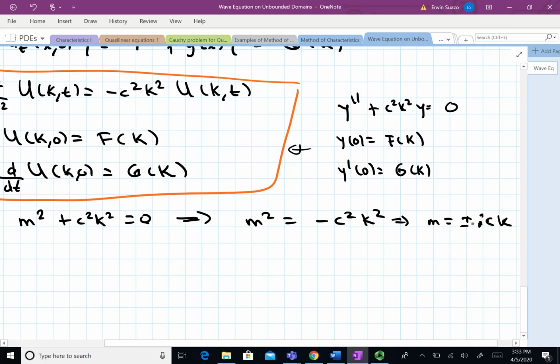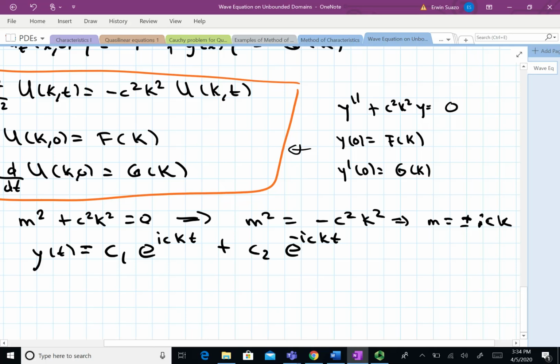Okay, usually when this m is complex, we write the solution in another way. But this time we're going to write the solution with these values we found, just because it's easier. So what is next is going to be easier. The solution is y(t) equals C1 e to the i c k t plus C2 e to the minus i c k t.